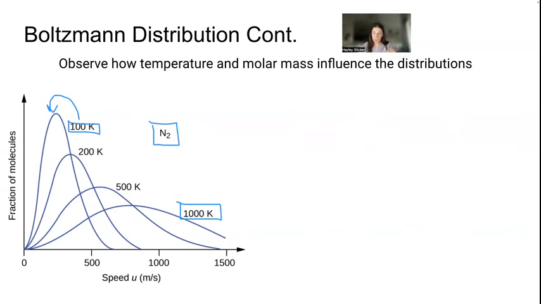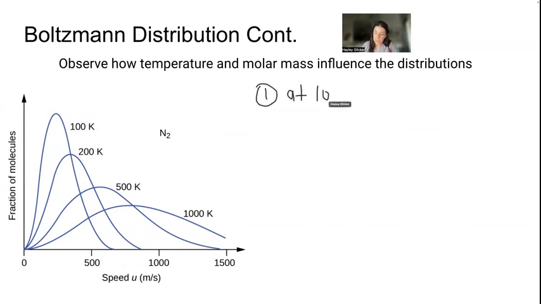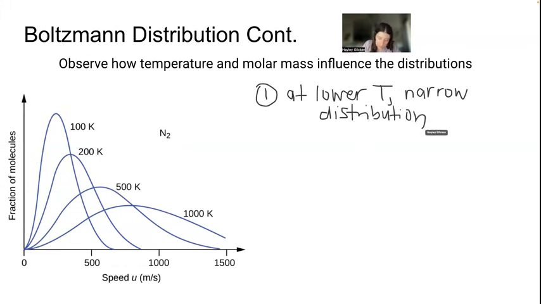A couple of things we're noting. The first thing that we identify is that at a lower temperature, we have a much more narrow distribution. The reason I say narrow is because this distance is a lot smaller than this distance right here. The wave is really close together, and that's specifically at a lower temperature.